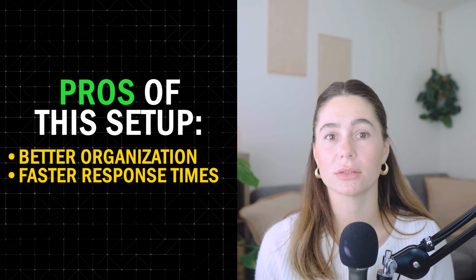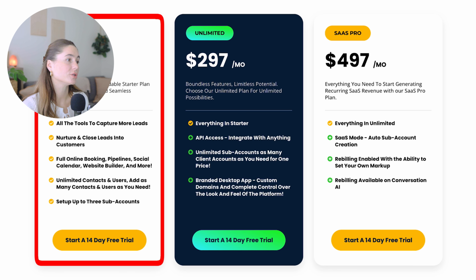Now let's talk about the different plans and pricing options of GoHighLevel so you can figure out if it fits into your workflow. So they've got a couple different options here. We've got the Starter, Unlimited, and SaaS Pro. The Starter plan is $97 a month. You get everything, including the booking, pipelines, automations, website builder, and so much more. You also get unlimited contacts and users, as many as you need. And then you can set up to 3 sub accounts.